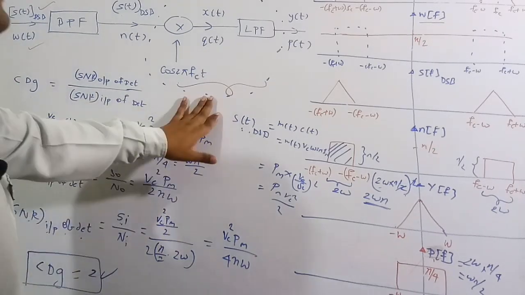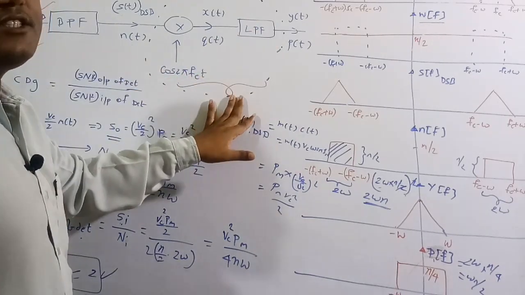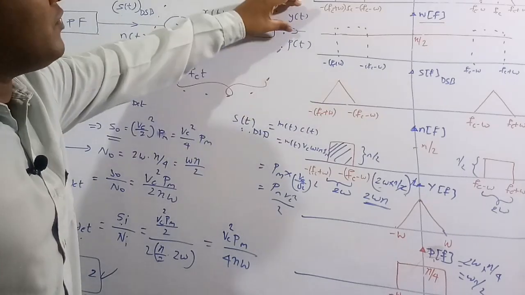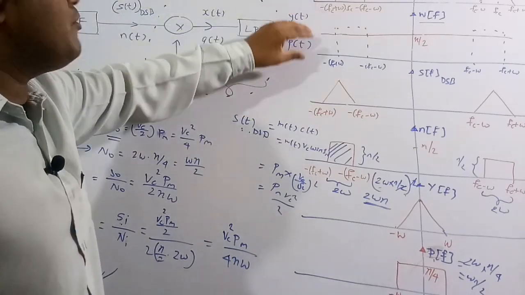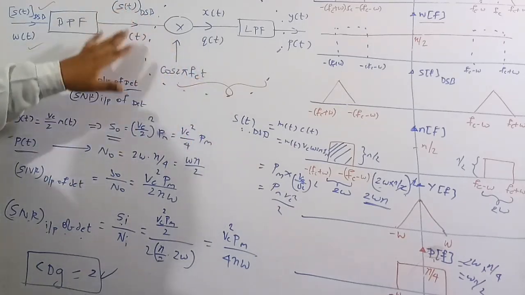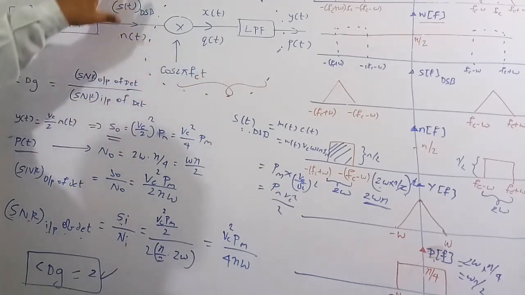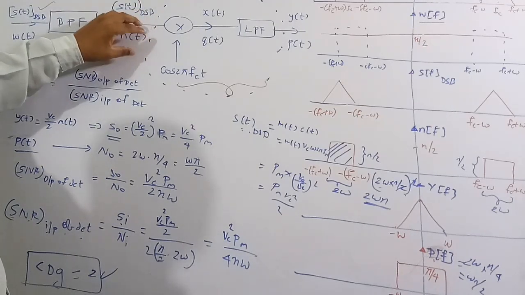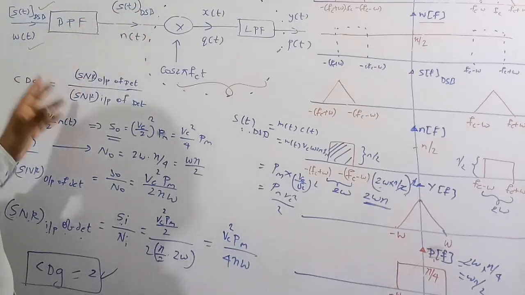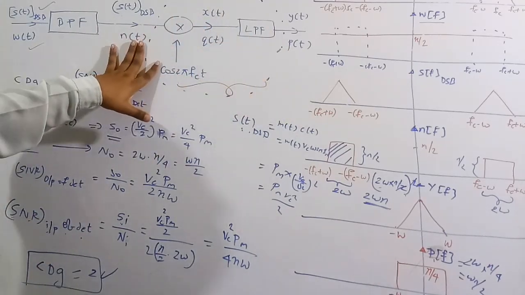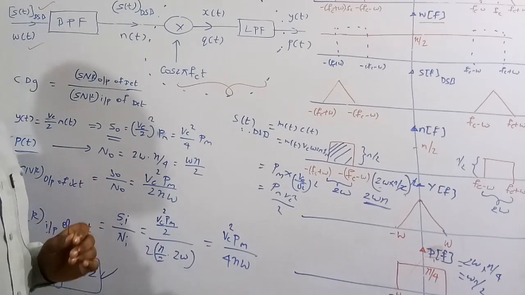What I am trying to say is simply, this is a coherent detector circuit. The output is y of t and the output noise is p of t. We have to find the power in y of t and the power in p of t. Similarly, the input to the detector is s of t DSB and n of t, where n of t is noise. We have to find the power present in s of t DSB and in n of t, and then take the ratio, signal to noise ratio of the output of the detector by signal to noise ratio of the input of the detector. Then we get the coherent detector gain.